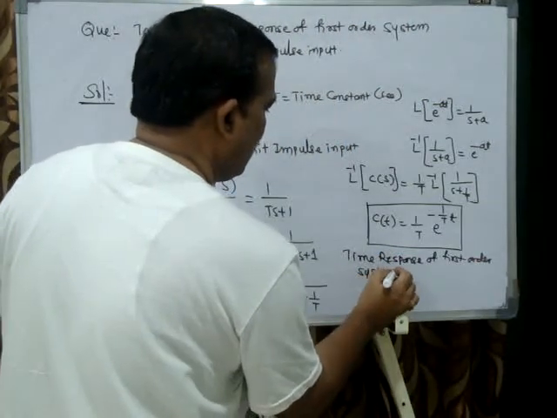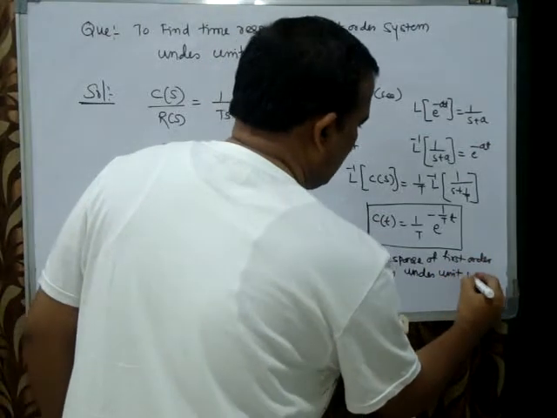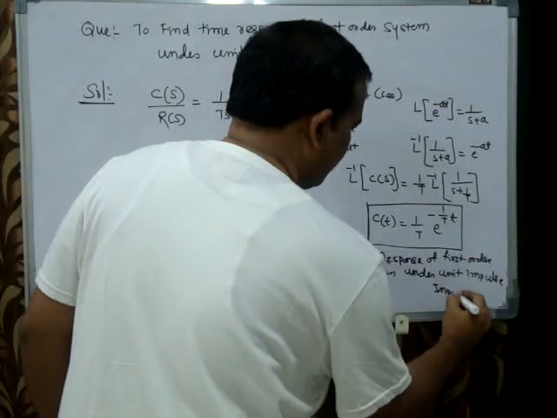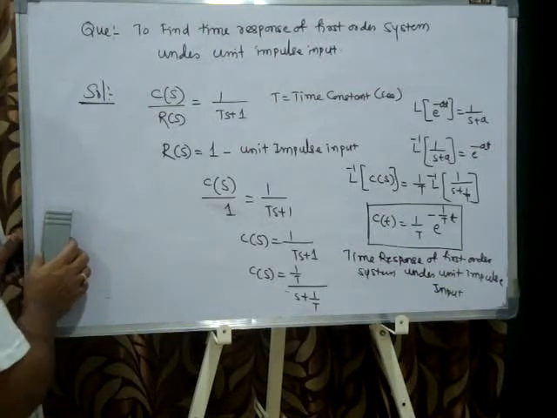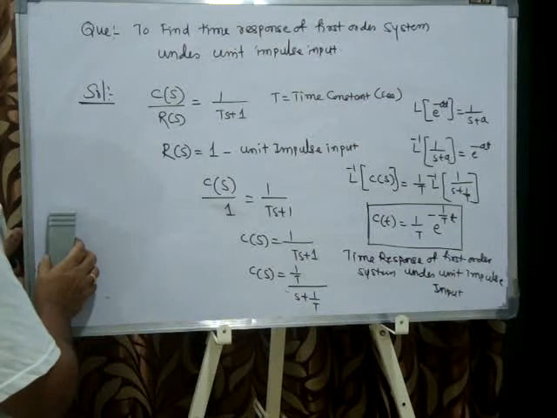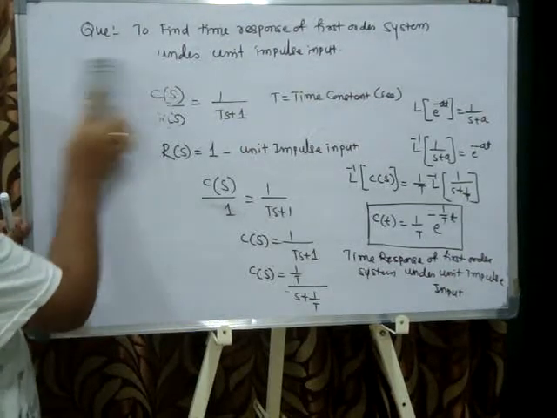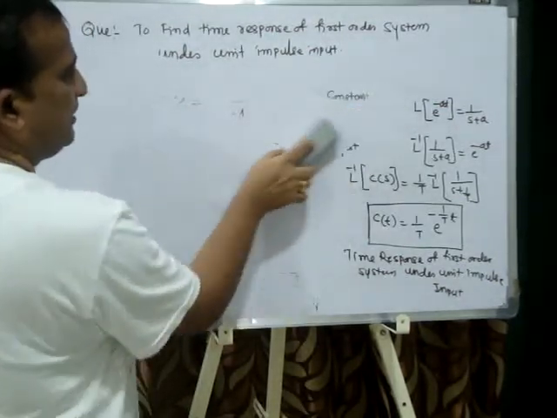This is the time response of first order system under unit impulse input. Now we can draw a graph of this. Unit impulse input is nothing but what? High magnitude of input for a fraction of second, for a shorter period of time.